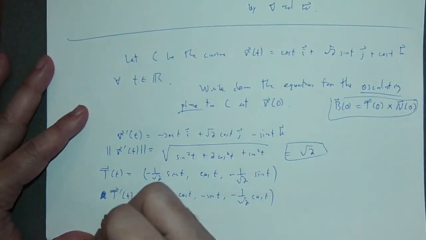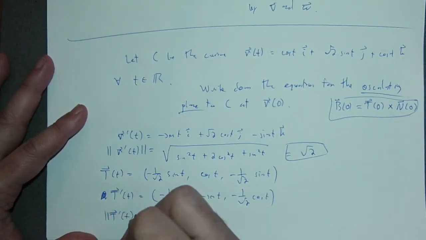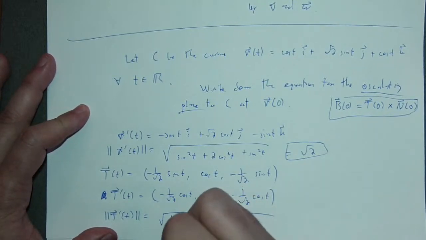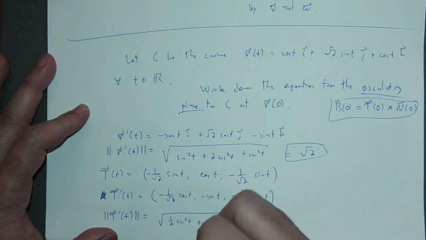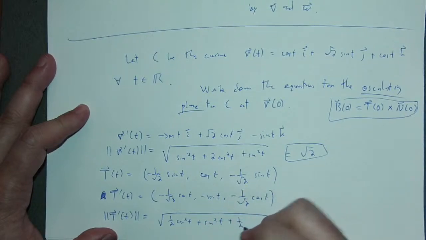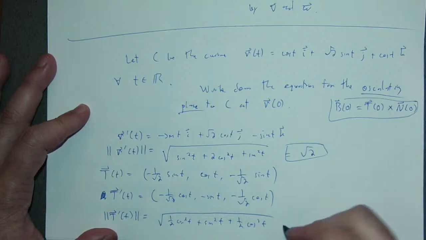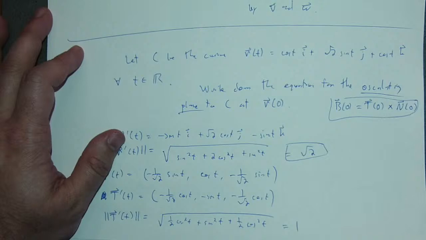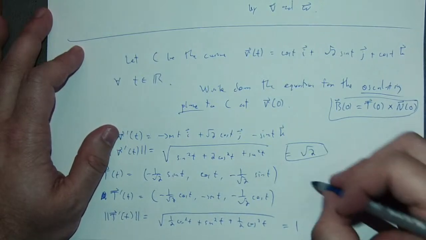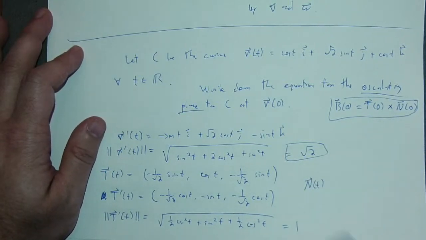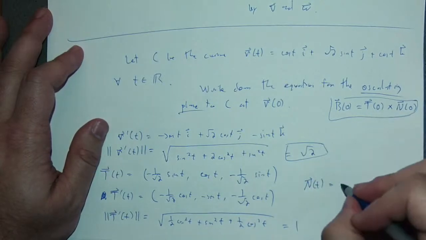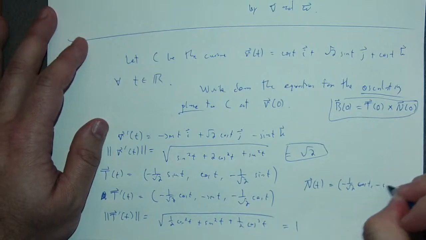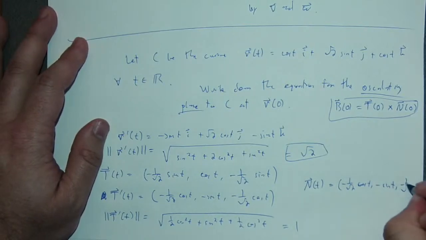Okay, let's compute the length. The length of T prime of t is going to be the square root of 1/2 cosine squared t plus sine squared t plus 1/2 cosine squared t. So this is 1. And so the normal vector is actually just T prime. So the normal vector is just minus 1 over root 2 cosine t, minus sine t, minus 1 over root 2 cosine t.